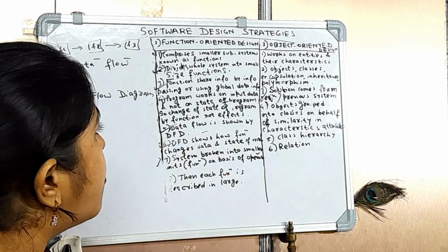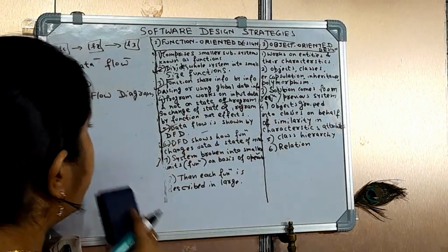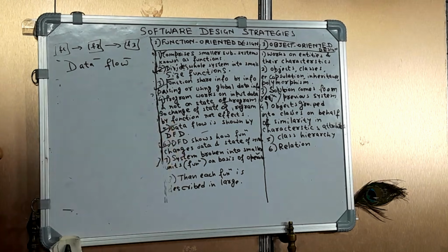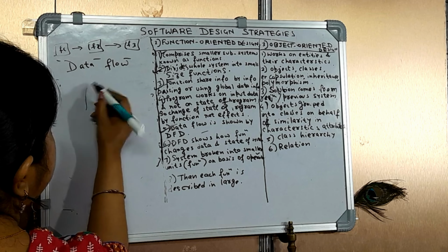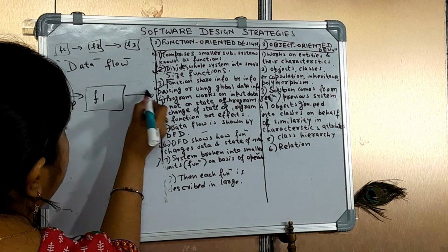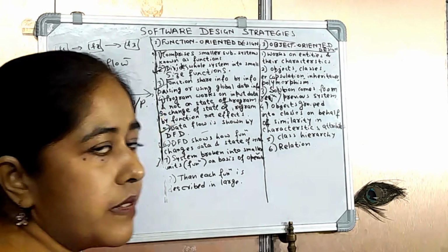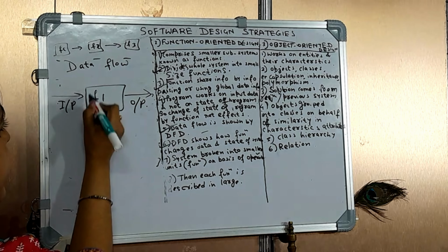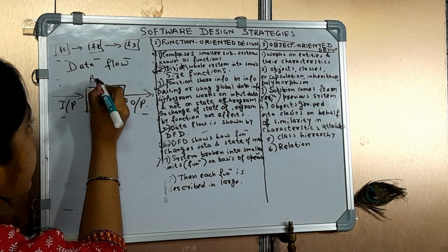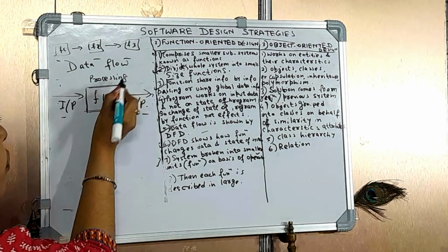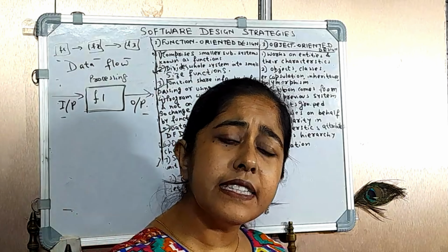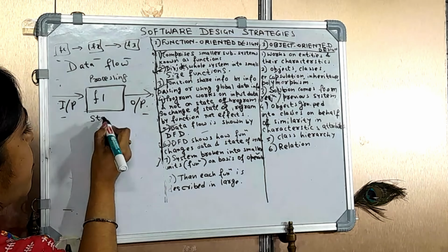One more thing. In function oriented design, we have seen that there is one function, F1. One input, IP, is given here, and one output comes from this. Here some processing is done. Whatever data I give here as input is processed here. So this is mainly the state of my program.